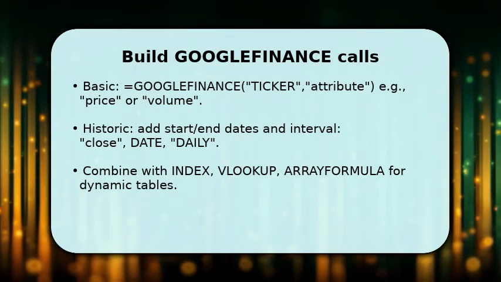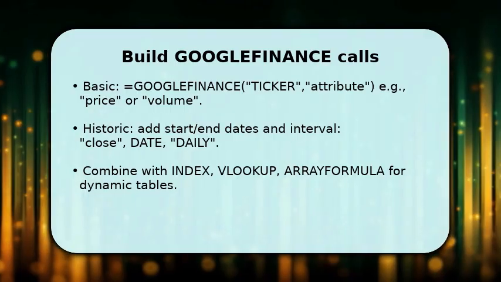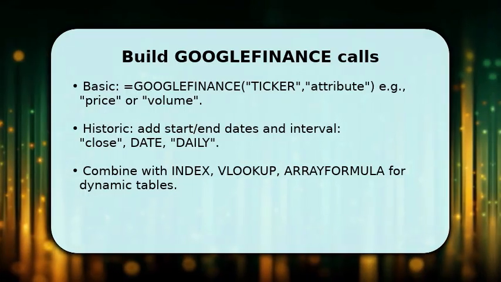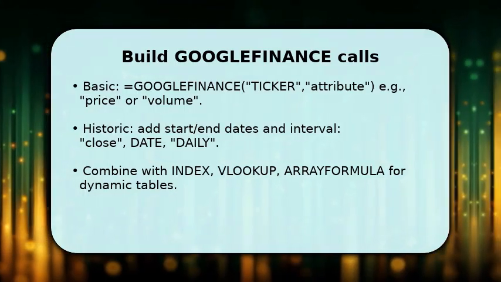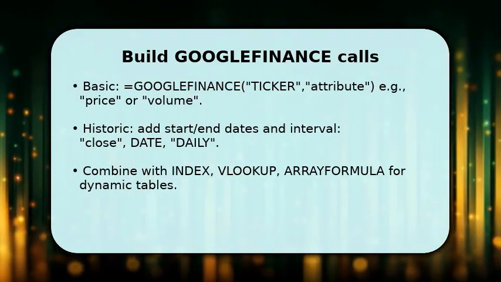Next, construct the actual Google Finance formulas and test one ticker at a time so you can troubleshoot easily. For live price use equals GOOGLEFINANCE, Apple, price. For historical ranges include start and end dates plus an interval.